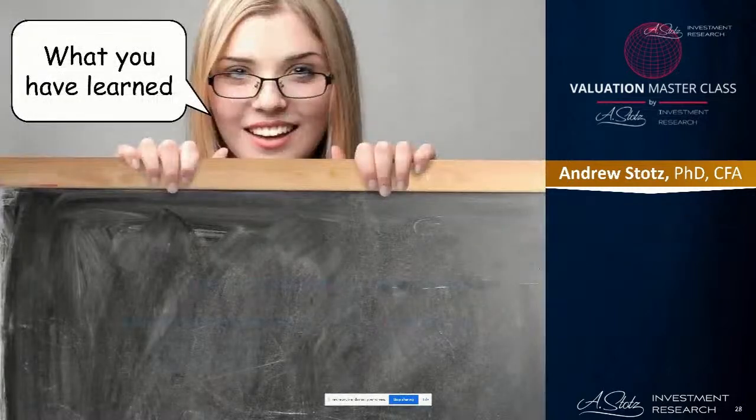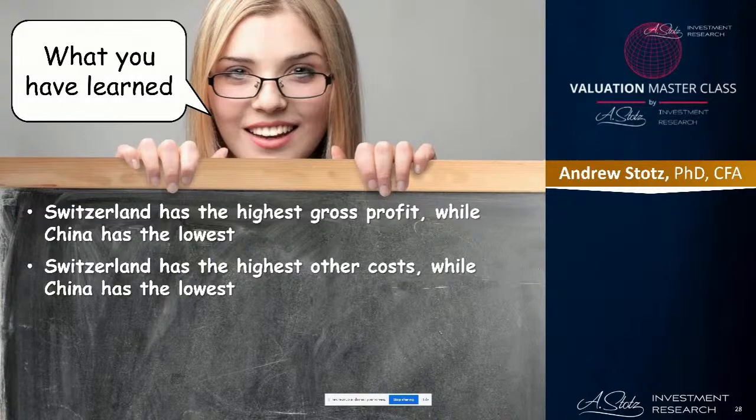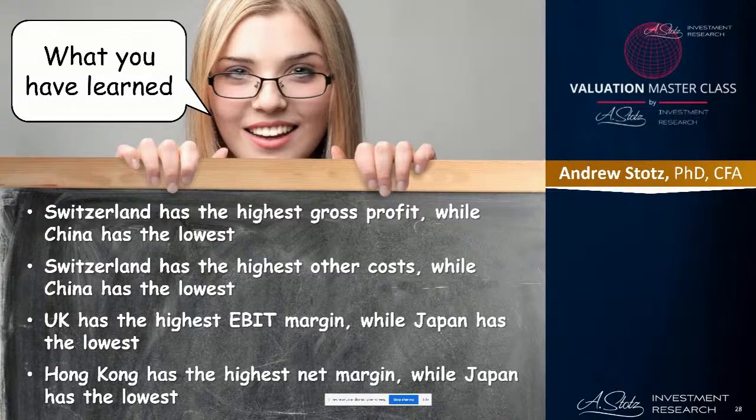Why would that be? All right, so what have you learned? Switzerland had the highest gross profit margin while China had the lowest. Switzerland has the highest other costs like SG&A while China has the lowest. And the UK has the highest EBIT margin while Japan has the lowest. And finally, Hong Kong has the highest net margin, while Japan has the lowest. All right, now I'm going to take us back to the webinar.